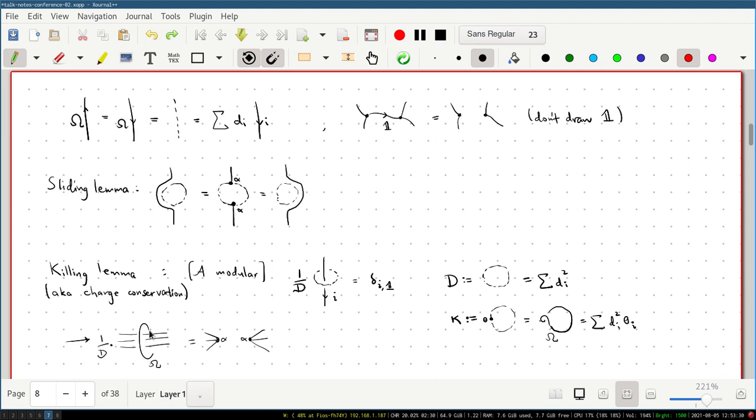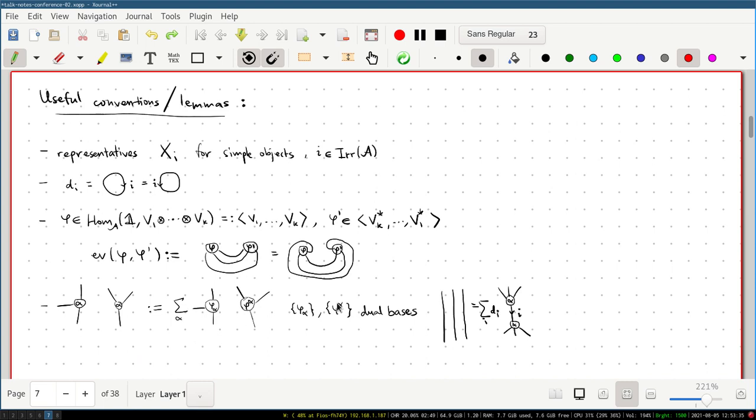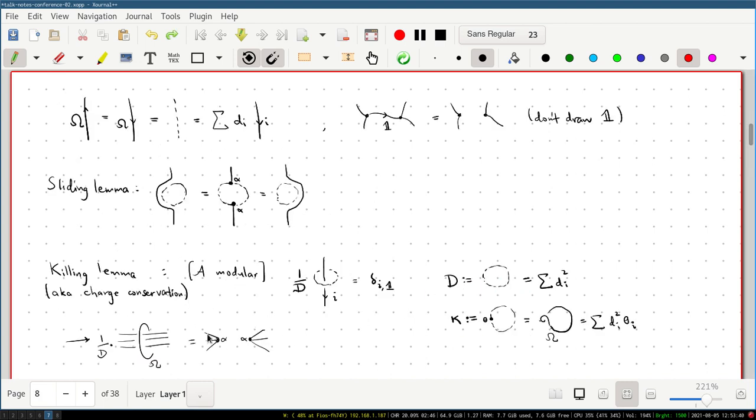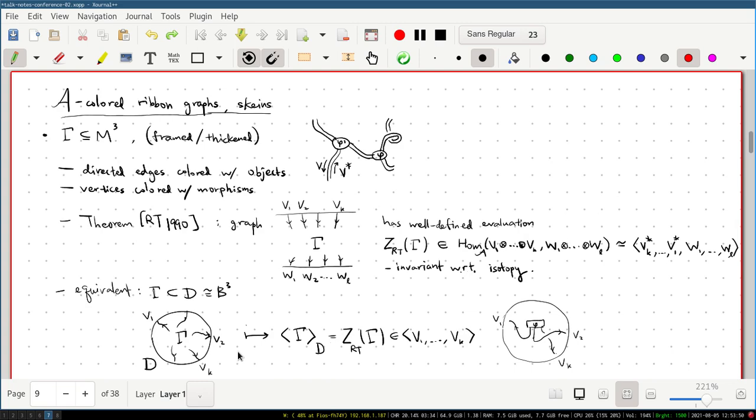And in particular, if you have this loop around a bunch of strands, we apply the previous lemma to show that you can break it along here. So you can essentially cut the graph like that. And then, of course, we'll be using a notion of A-colored ribbon graphs and then skeins.